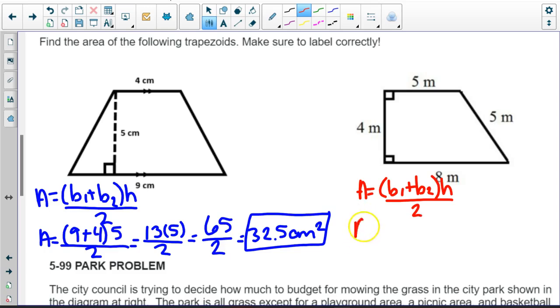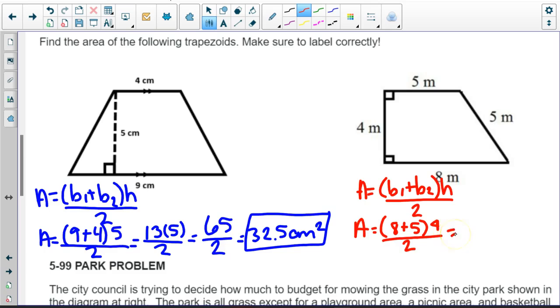All right, we plug it in. So our first base is 8 plus 5. And again, it doesn't matter if you wrote 5 plus 8 times our height, which is 4. Don't get confused and use that 5. That 5 is slanted. Remember, your height is always associated with our right angle. And then divide by 2.